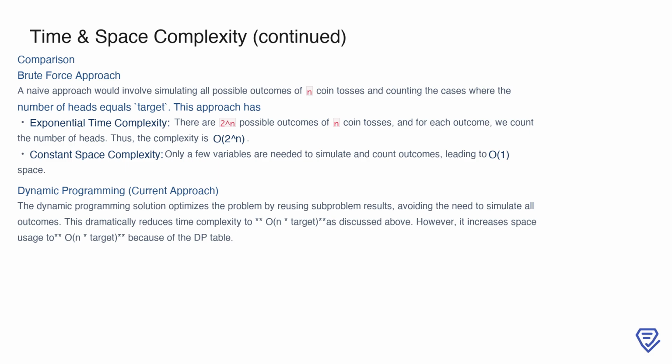In contrast, the dynamic programming method avoids simulating all outcomes by reusing the results of subproblems. While this increases space usage to O(n * target) due to the DP table, it dramatically reduces the time complexity to O(n * target), making it far more efficient for larger inputs.